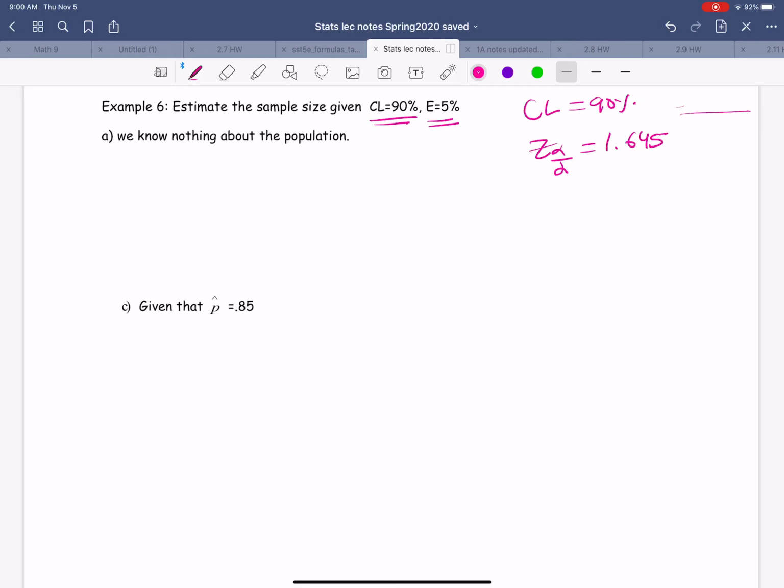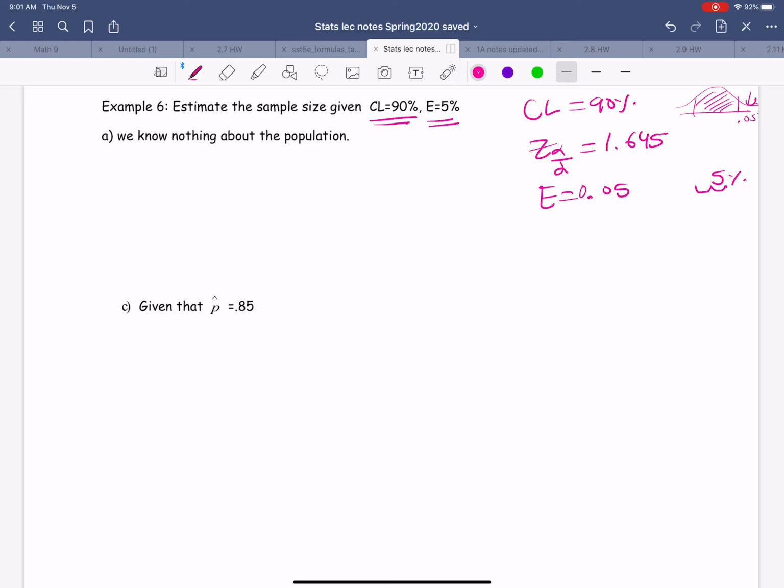So we have 90% area in the middle, and we're looking for the z-score that has 0.05 area in one tail, 0.05 area to the right. So that is 1.645. And the margin of error is 0.05 because it's 5%. To change 5% to a decimal, we move the decimal point 2 places to the left, so 0.05.